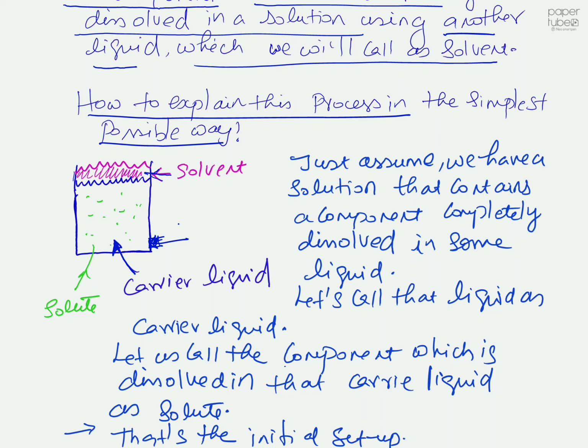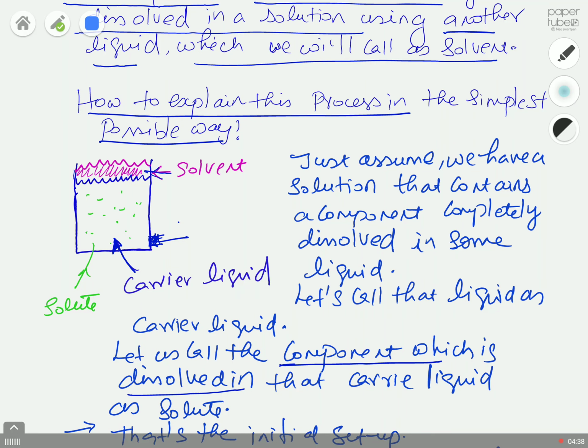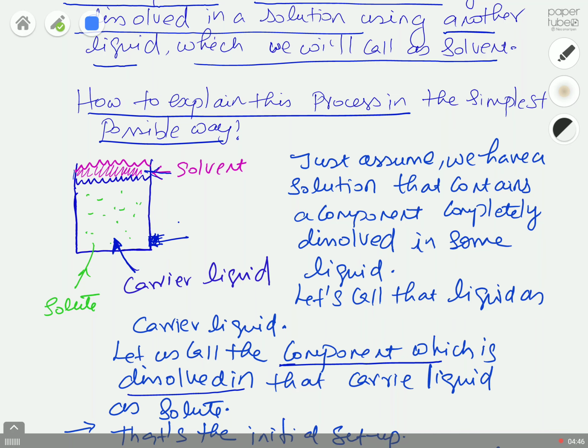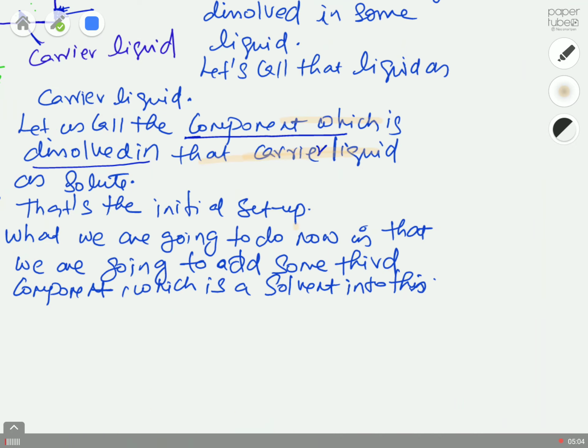So let us call this component, which is completely in the dissolved state, the carrier liquid. So that's your carrier liquid. I see some spelling mistake. So you have a carrier liquid, you have a solute, and you have a solvent. That's the initial setup of this experiment.